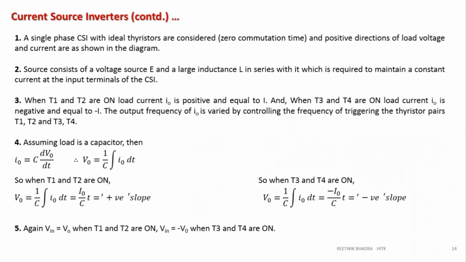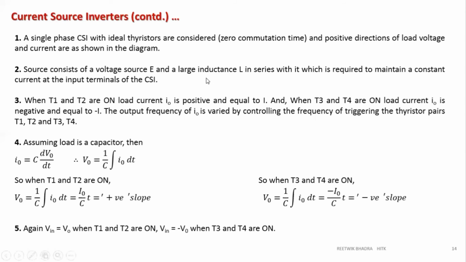And these thyristors are considered as ideal, so there will be zero commutation time. So there is no problem of shoot through fault and all. We are considering it ideal. So at the point when the pulse goes low, it is off. At the point when the pulse goes high, it gets turned on. So no need of dead time over there. And obviously, I have told you the positive directions of load voltage and load current are shown in the diagram.